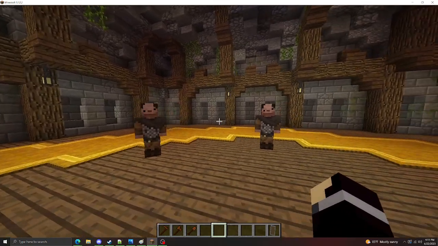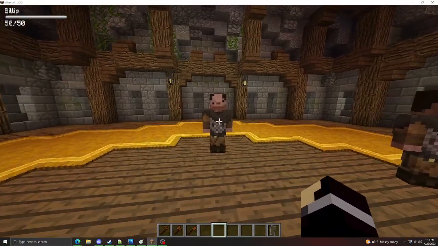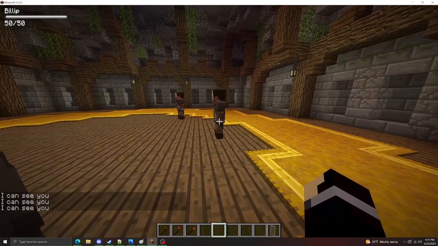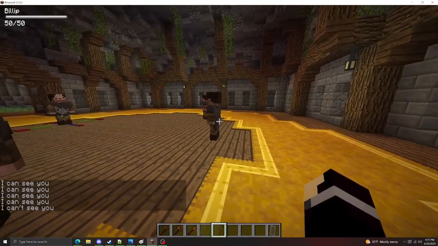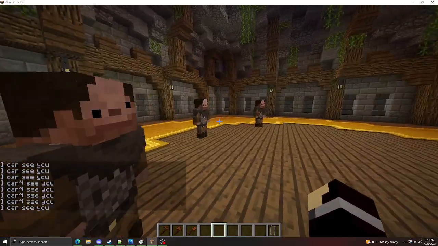Okay, that's the first one. So the second one is going to allow you to get the rotation vector between two entities, which can allow you to determine things like this, whether or not an NPC is looking at you or not. Right now, he says I can see you. If I go back here, he can't see me anymore. He still can't see me. I go around here again, he can see me.